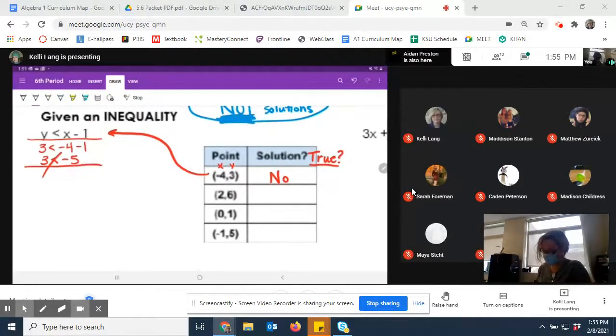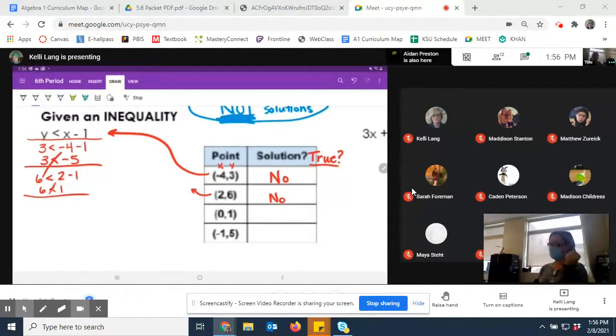Now let's work on the second point. So now we're going to repeat that process. We're going to take 2, 6. We're going to plug it in. We're going to see if it's true. So 6 goes in for y, and 2 goes in for x. Simplify the right-hand side, and we end up with 6 is less than 1. Is that true? No. Heck no, it's not. Thank you, Miles. That is absolutely not true. So this is another no. This is not a solution.